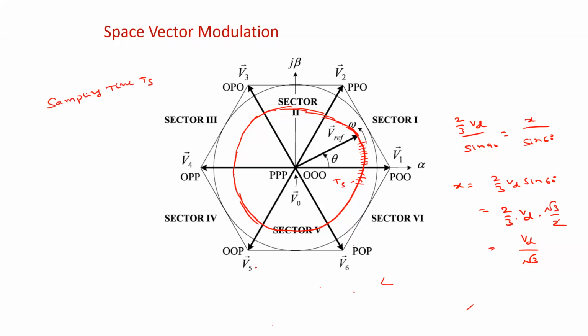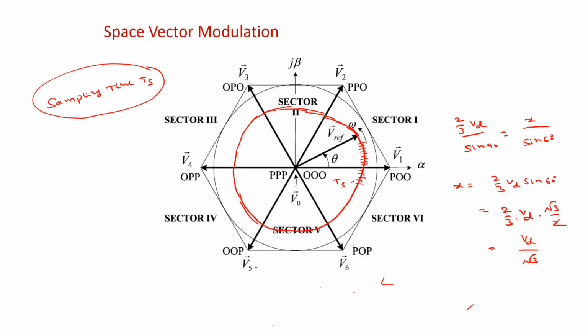Ts, right. When you are implementing in MATLAB or any other real-time simulation, this sampling time is different from the sampling time of the overall simulation file. This is usually known as the sampling time. This circle is sampled into different intervals.